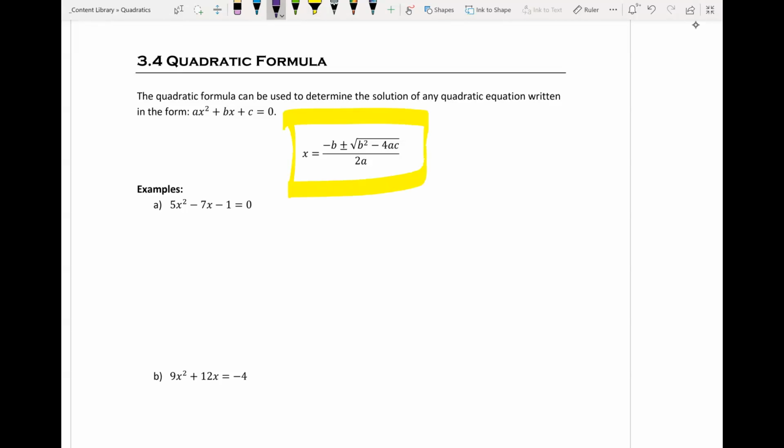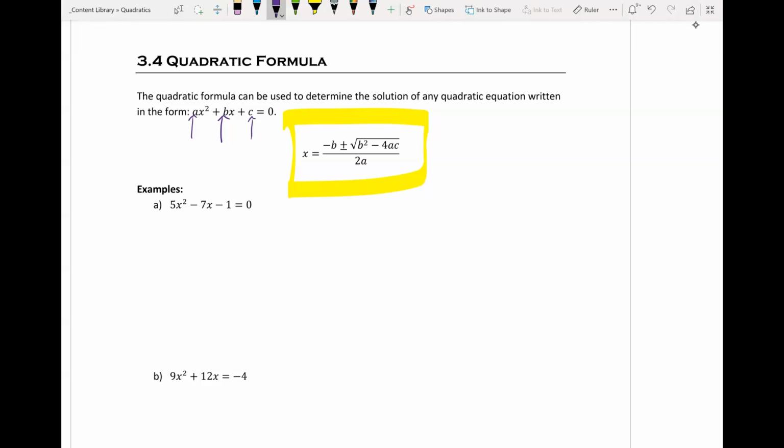So usually you are solving for x, so that's what that first part represents. And then b is your coefficient in front of the x. a is the coefficient in front of x squared. And c is your constant. So we have negative b plus or minus the square root of b squared minus 4 times a times c, all over 2 times a. So that means you always need to get your quadratic into standard form so that you can use this formula.